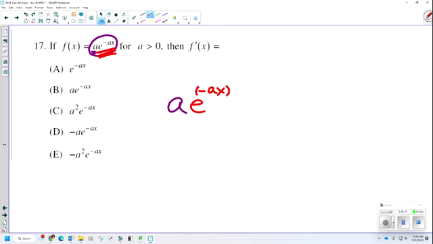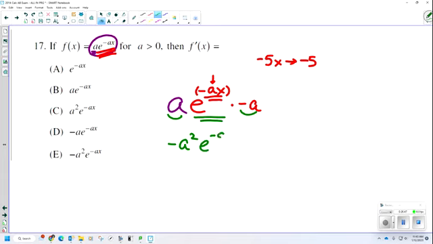Keep in mind that a is a number, like it's -5 with an x. The derivative of -5 with the x is just -5. It's just the number. So when I take the derivative of this exponent, it's just going to be my -a. Well, let's just combine like terms. A times a -a is -a squared, and then we still have our e to the -ax. Choice E. That was simple.